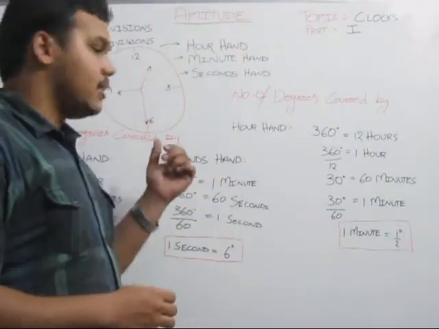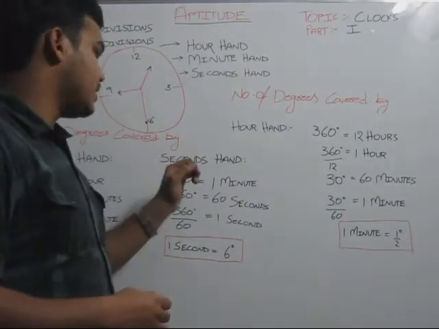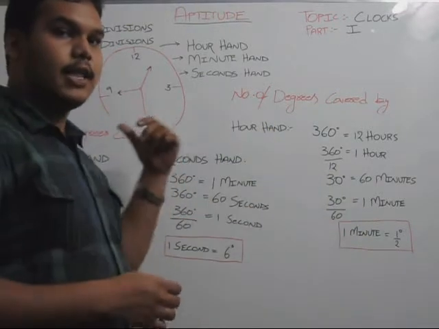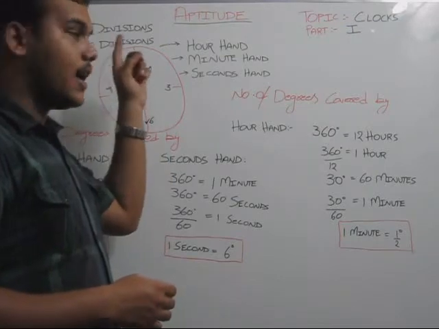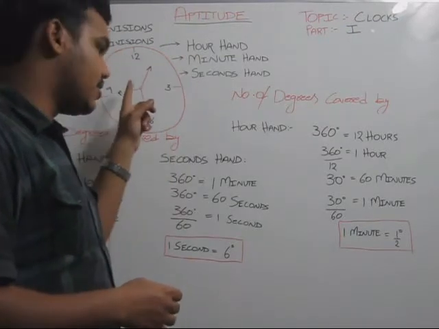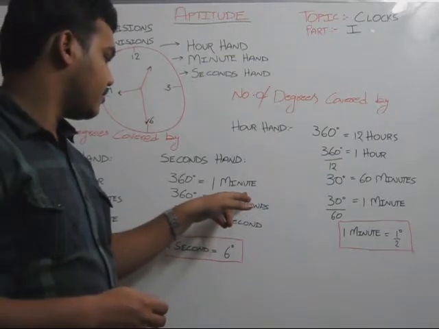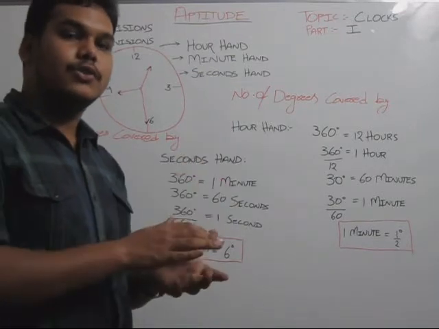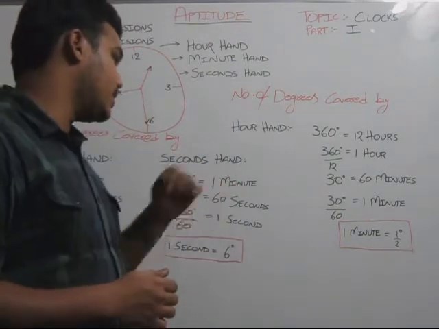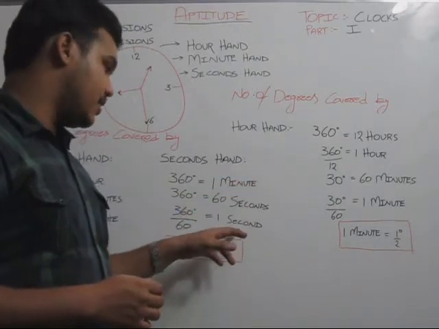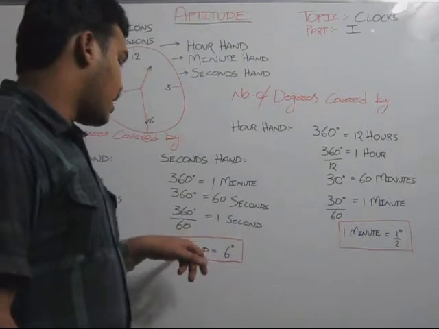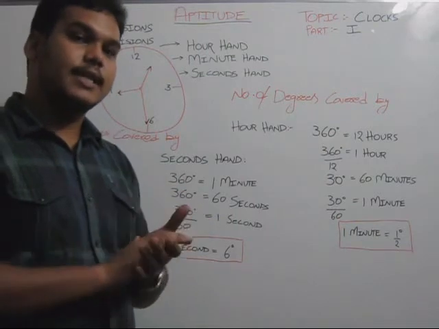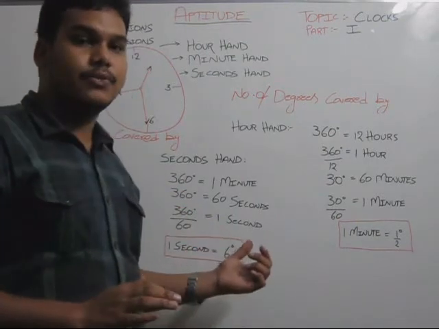Similarly, for the number of degrees covered by the seconds hand, the time taken by the seconds hand to complete 360 degrees in this circle is 1 minute. By calculating in this way, we get the number of degrees covered by the seconds hand in 1 second as 6 degrees.